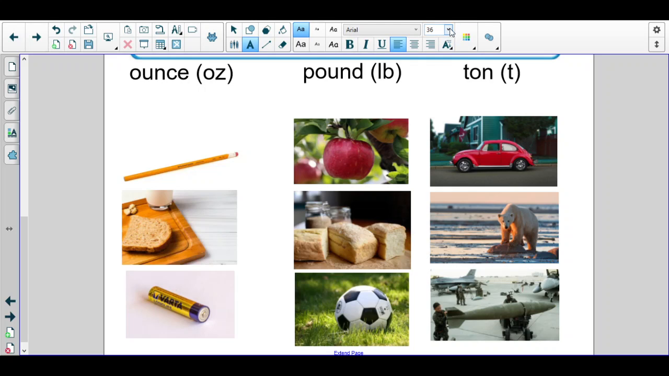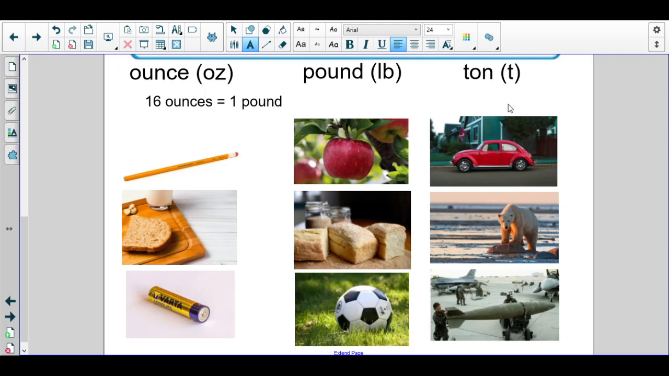So, looking at how that converts, 16 ounces is equal to 1 pound. All right, so if we get 16 of these pencils, we're going to end up weighing 1 pound.